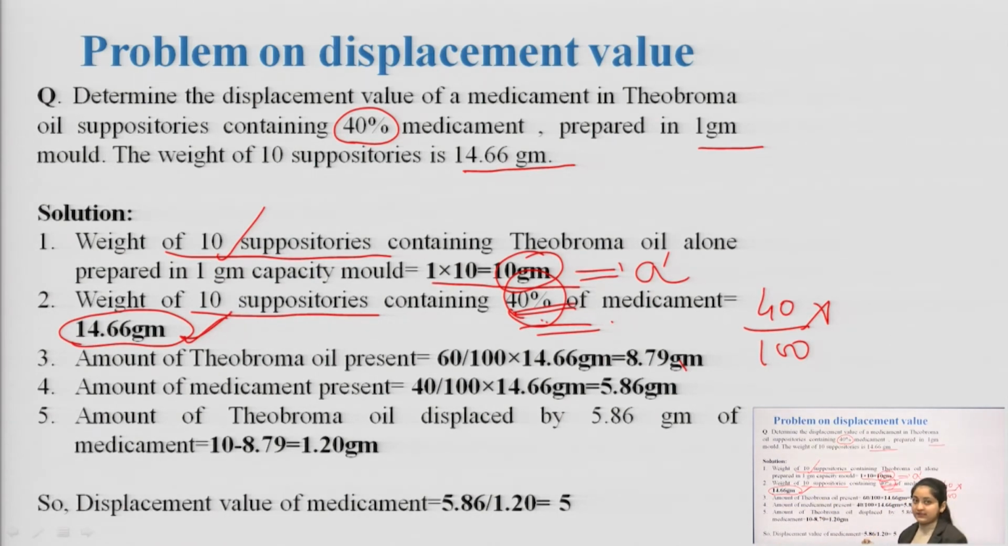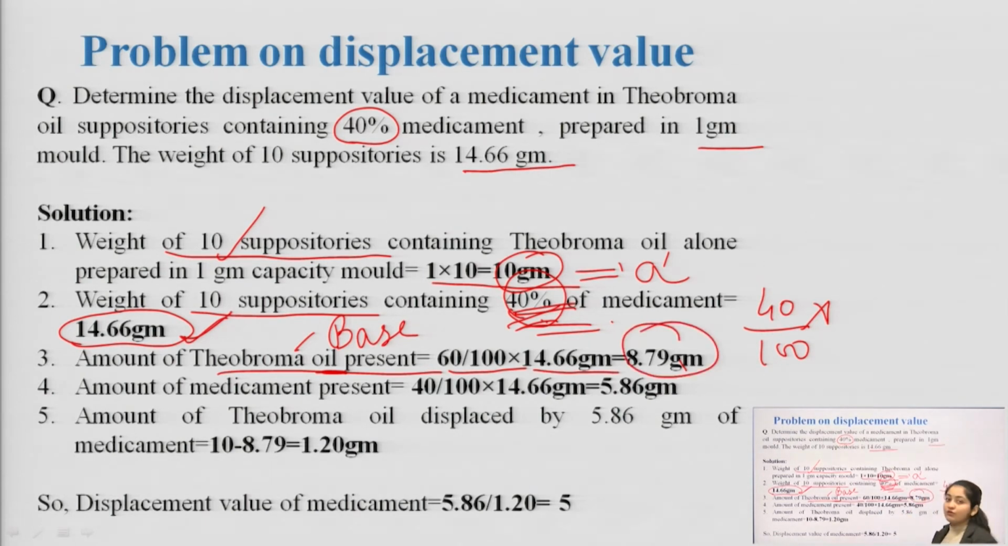मूविंग ऑन टू द अनदर स्टेप. सो नाउ अमाउंट ऑफ थियोब्रोमा ऑयल प्रेजेंट, एक्चुअल अमाउंट. When the medicaments occupy 40% of a suppository, the rest of the amount, that is the 60%, is definitely occupied by base. So what is going to be the amount of theobroma oil? Remember, theobroma oil is the base that we are using here to manufacture the suppository. So theobroma oil में 60 into 100 is 14.66. So this is the amount of base. Okay, so this is nothing but the amount of base.